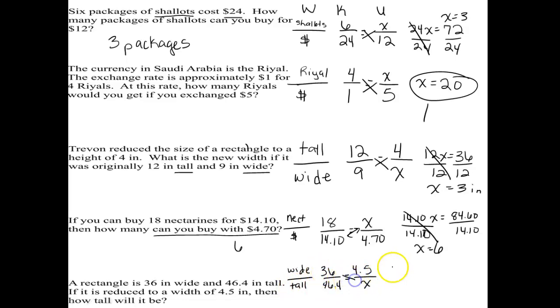Cross multiply: 36x equals, what is that, 46.4 times 4.5, 208.8. Trying to get x by itself, divide both sides by 36. 5.8. So the new height would be 5.8 inches.